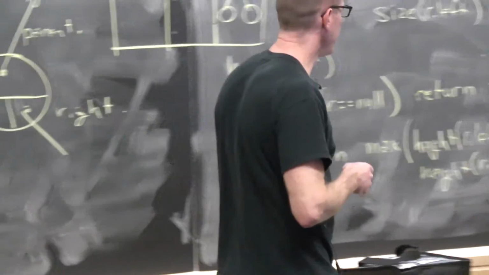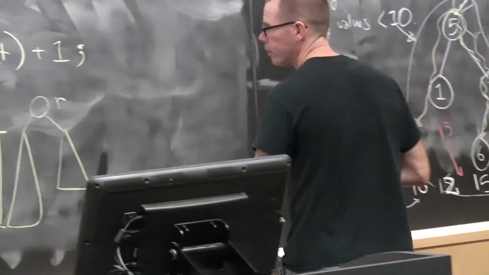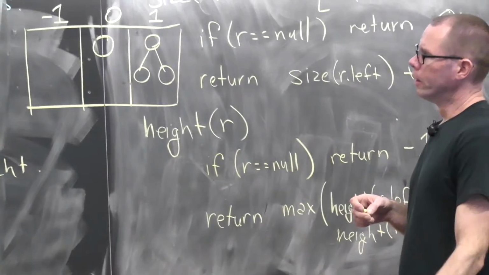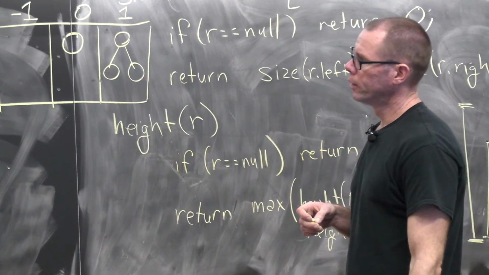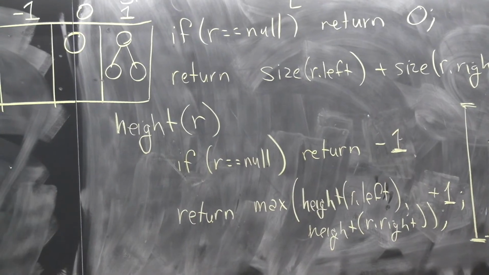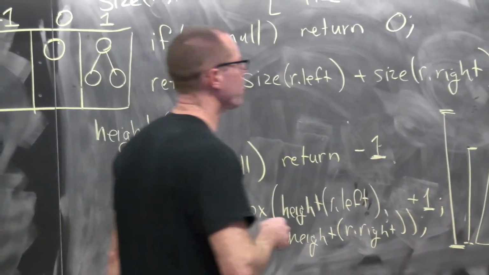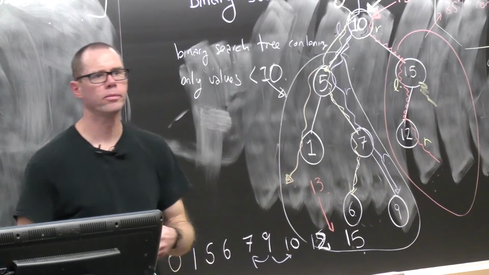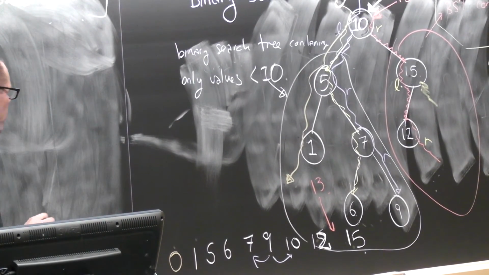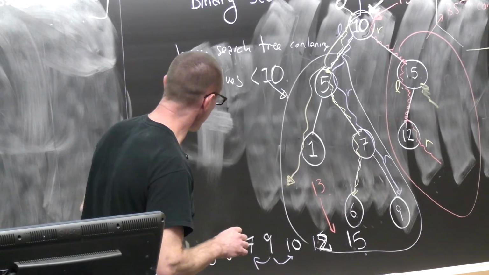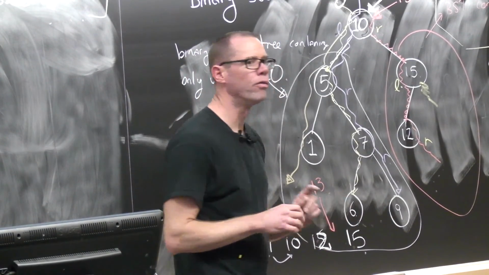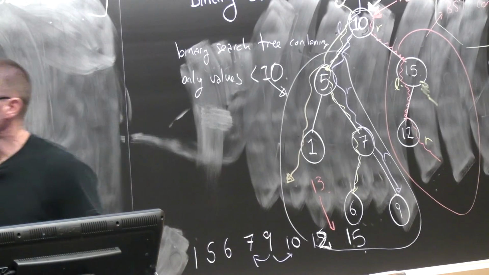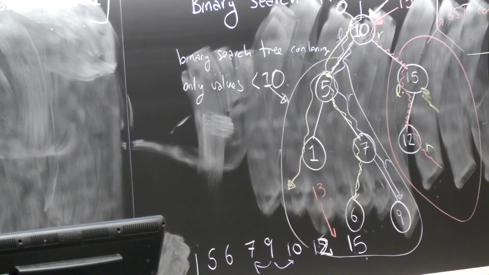All right. Here's another problem to solve. Suppose I give you a binary search tree, and I want you to print out its values in sorted order, like this. So for this binary search tree, I would like you to print out 1, 5, 7, 9, 10, 12, 15. What would the code look like for that? Let's start with the recursive code.